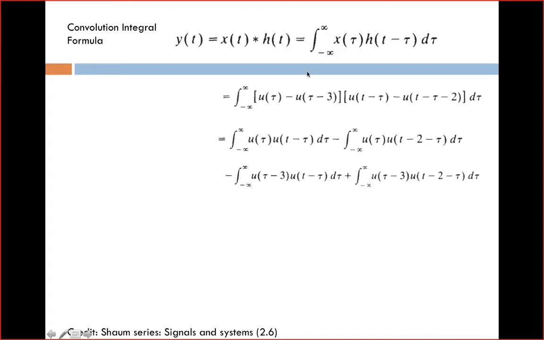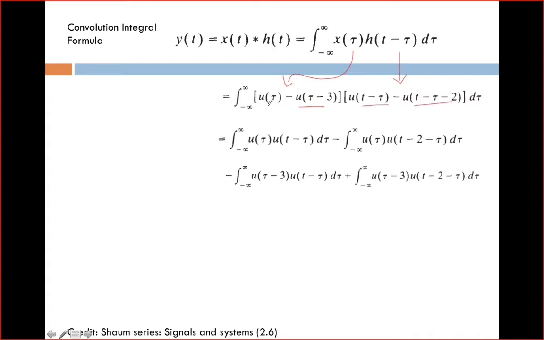I'm going to substitute the values of x of tau and h of t minus tau. X of tau is u of tau minus u of tau minus 3. Tau is a dummy variable, so instead of t I have taken tau. You can even use different dummy variables. Similarly, h of t minus tau is u of t minus tau minus u of t minus tau minus 2.